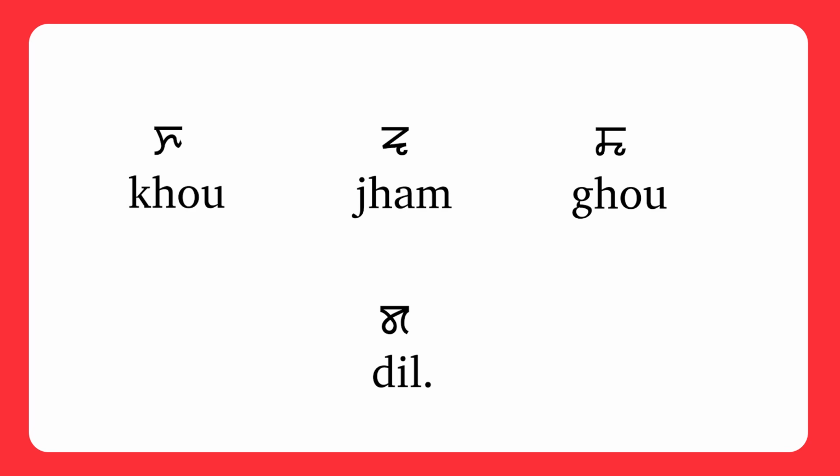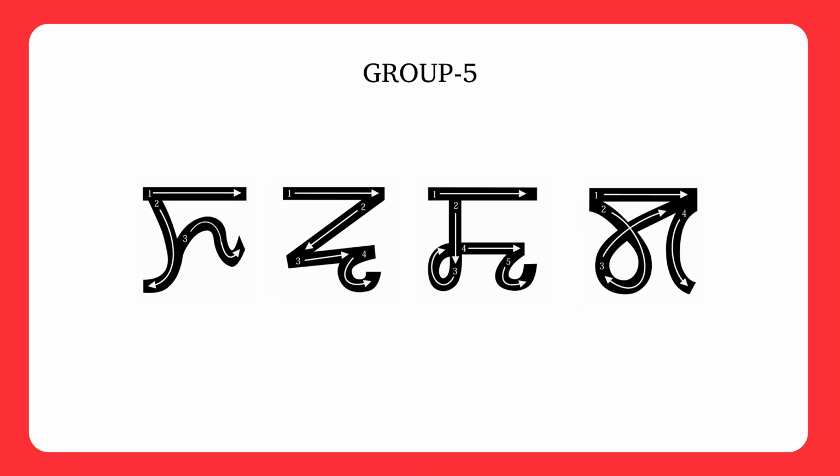Please look at the screen. Group 5 includes Mayek Khâu, Jam, Go, and Dil. Group 5: Khâu, Jam, Go, Dil. We will learn how to write each letter step by step. The first letter in this group is the ninth Mayek, Khâu.